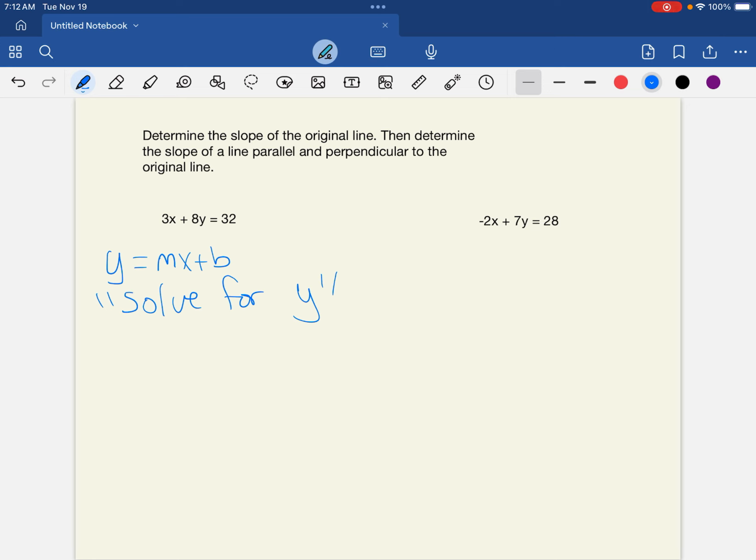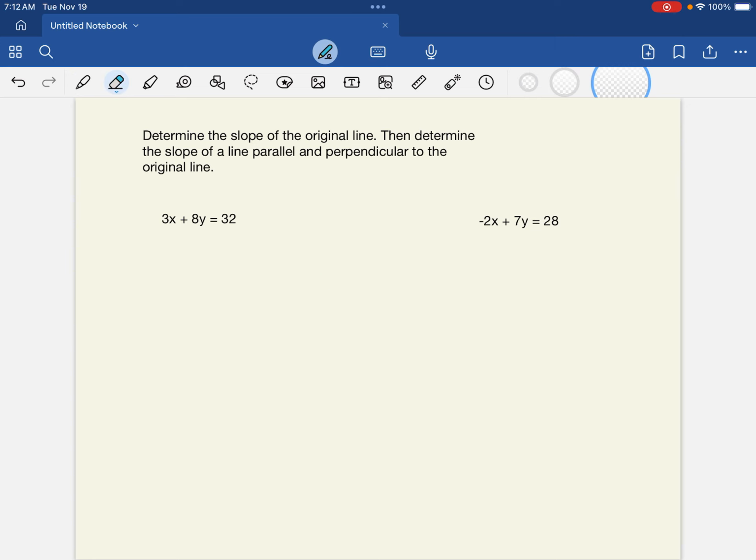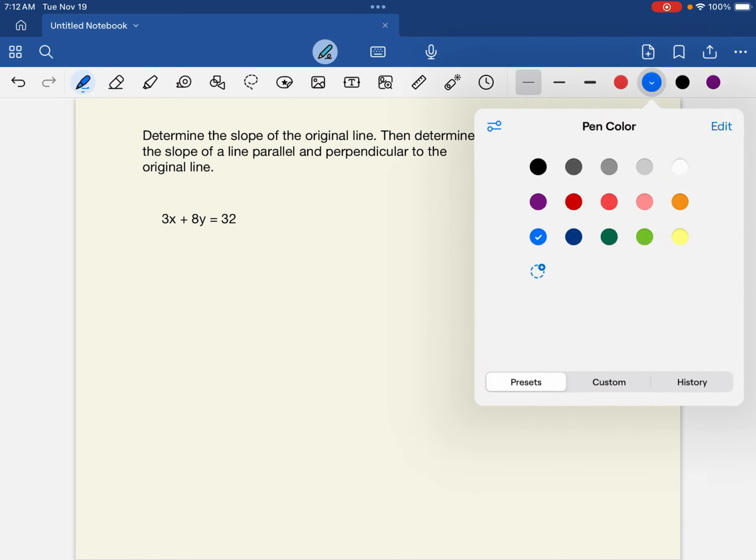We are going to manipulate this equation so that we have y equals at the very end. As I talk about this, it's going to sound more like rearranging an equation, like a literal equation, because those things are the same. I'm going to erase this to give myself some room, and then we're going to go through this.